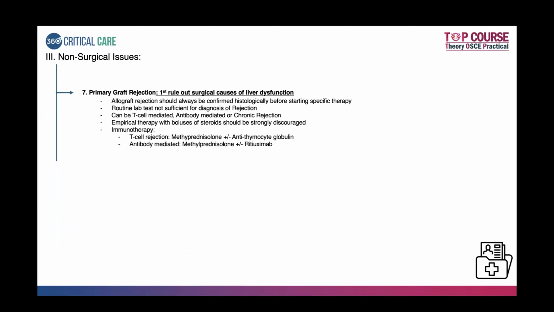Just lab reports are not going to be sufficient because you're going to have a wide differential, because in most of these patients, they're going to have hyperbilirubinemia, coagulopathy, transaminitis. These things can occur with any kind of condition, so it's going to be very difficult to identify. So if at all you need to make a diagnosis of primary graft rejection, histological diagnosis is essential.